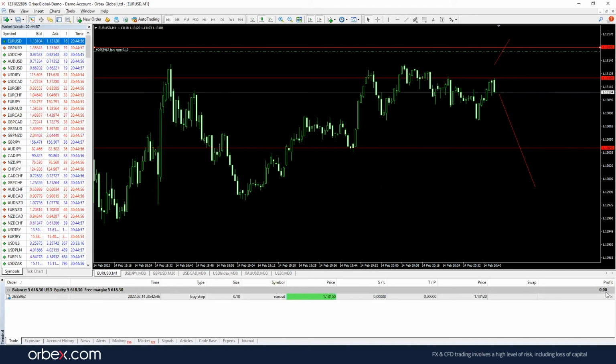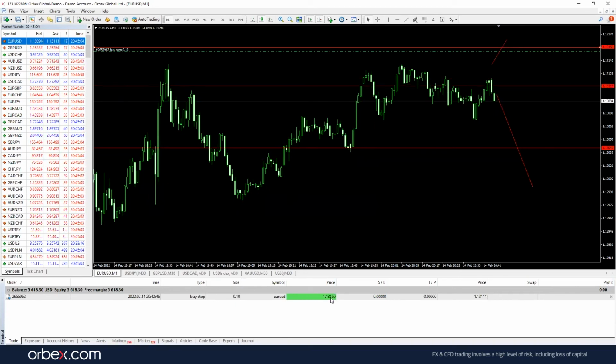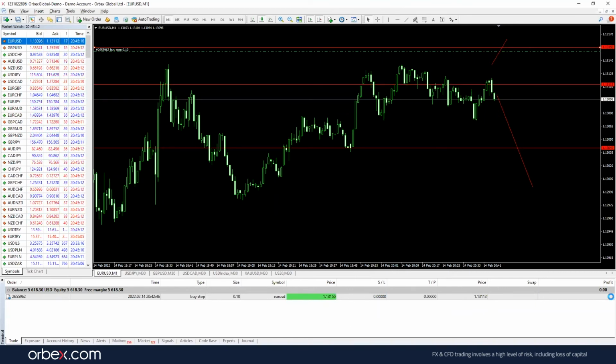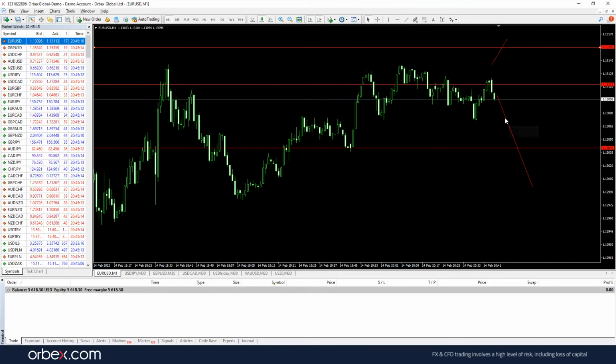Just another thing to tell you, when it activates as green on your terminal, it means it's very close to being hit. As you can see here, the market isn't far away. If it goes back to gray, then it means that it is quite far away from being hit. So let's just look at limit orders now.